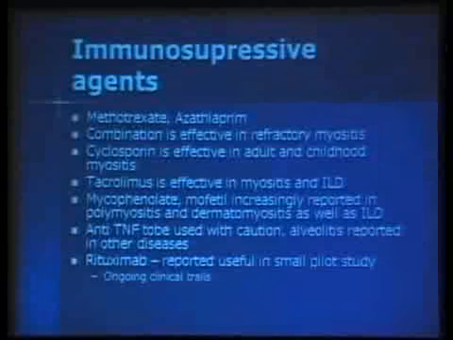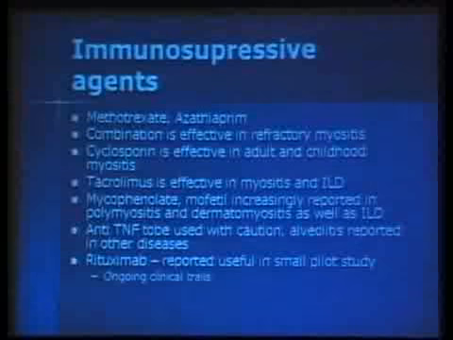Then we have a lot of immunosuppressive agents. Combination of methotrexate and azathioprine seems to be very effective in refractory myositis. Cyclosporin has also been used. Mycophenolate has been used and it's been very effective. You need to be a little careful with anti-TNF because alveolitis has been reported in other diseases, and rituximab has also been used.